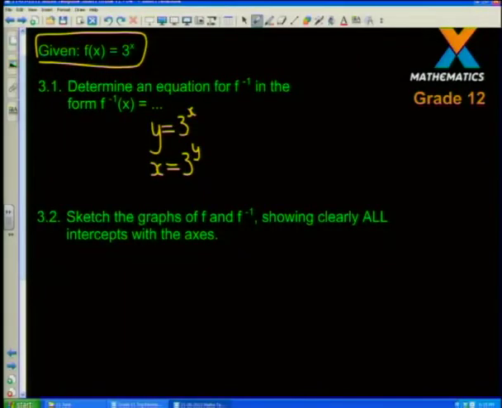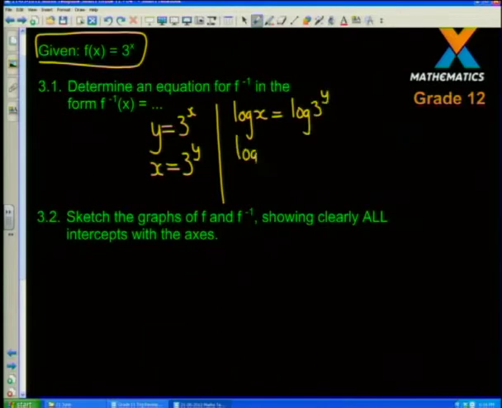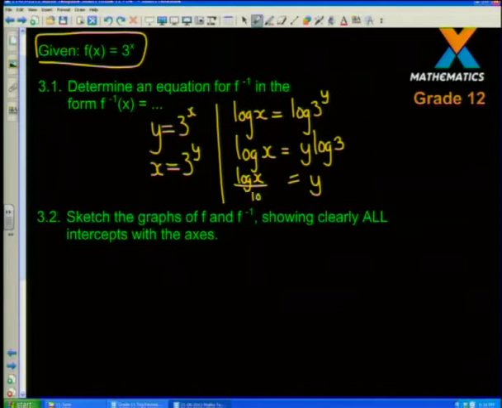Now, can you see that the y is the thing that you're looking for, but it's floating at the moment, and the only way that we can actually bring that y down is with a process that we've learned called logging both sides. So if you log the left and you log the right, we end up getting the log of x, and as a law we can bring the y to the front, so it becomes y log 3, and finally using our log laws, dividing by log of 3, we would get log of x over log of 3.